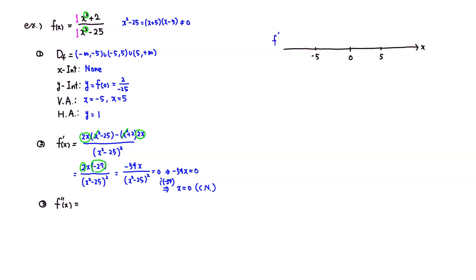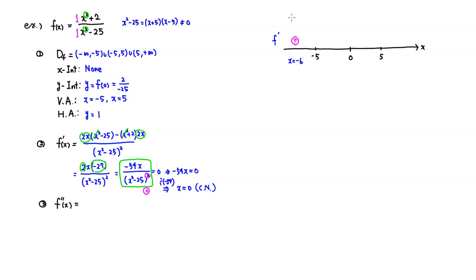Right? So we can try any sample number less than negative 5. So I'm going to try x equals negative 6. Then you look at the derivative. Right? Then we know that the denominator is always positive because there's a square there. So we just have to look at the sign on the top. So negative 54 times negative 6 is going to be positive. So I'm going to put a positive sign here.